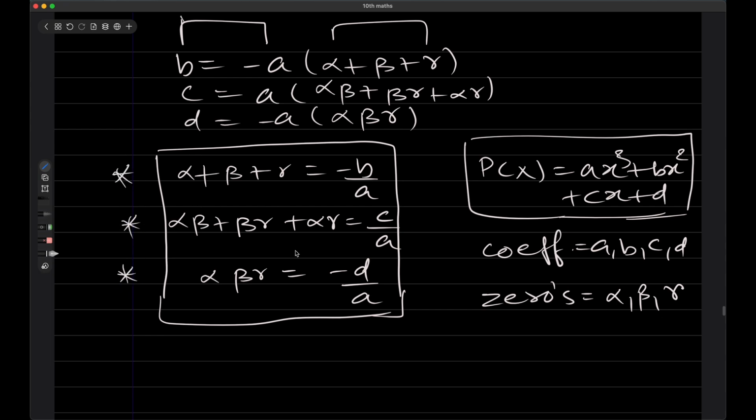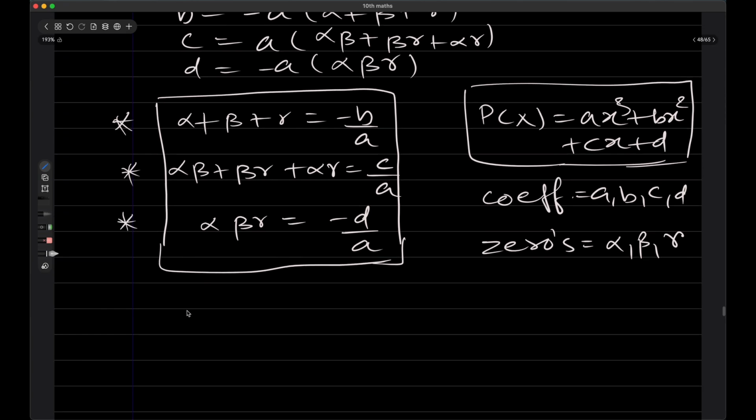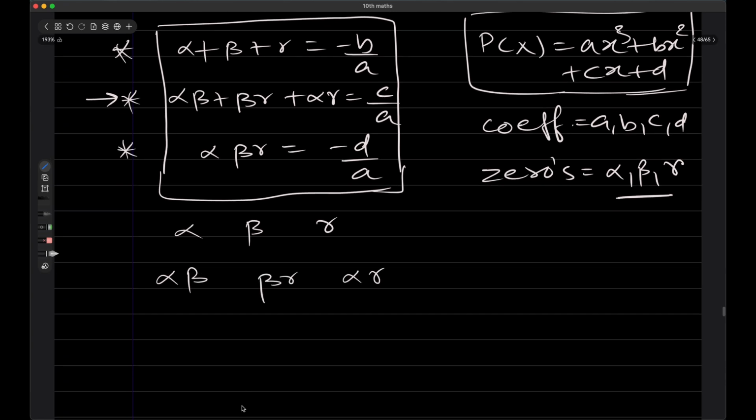If we observe these three equations, first we are taking single zeros of the polynomial, that is alpha, beta and gamma. Then we are taking them in groups of 2, that is alpha beta, beta gamma and alpha gamma, and in the group of 3, that is alpha beta gamma. First one is the alternate negative sign starting from negative, that is minus b divided by a, then we have c divided by a, then again minus d divided by a.